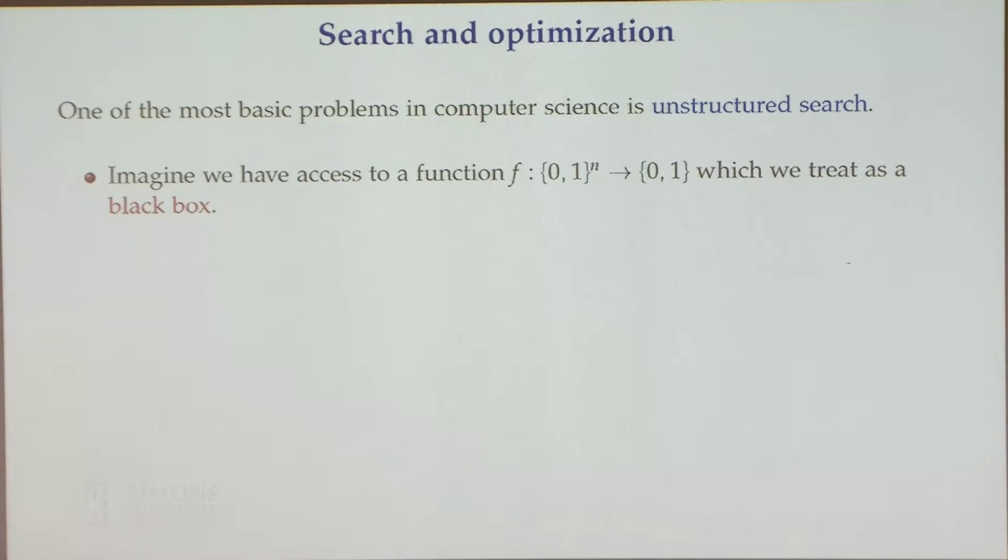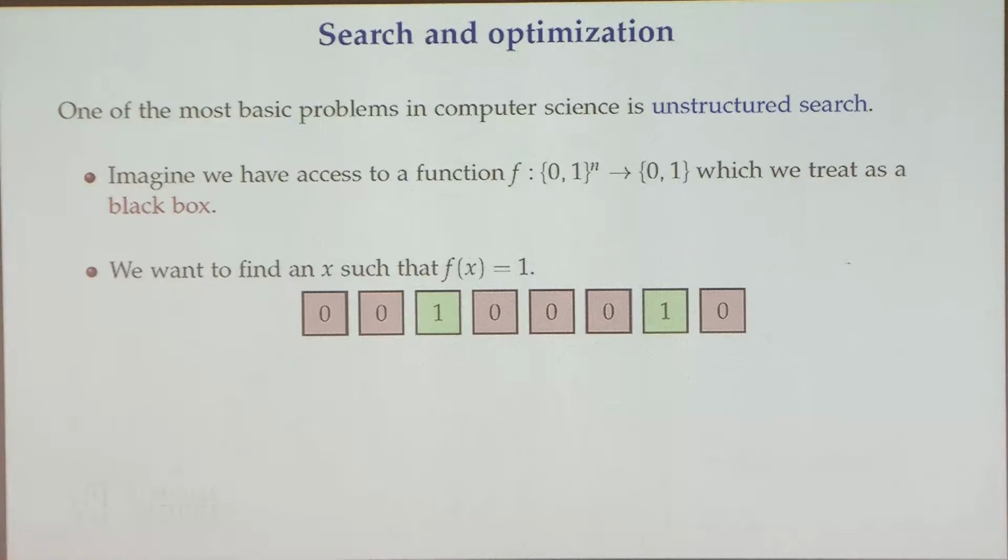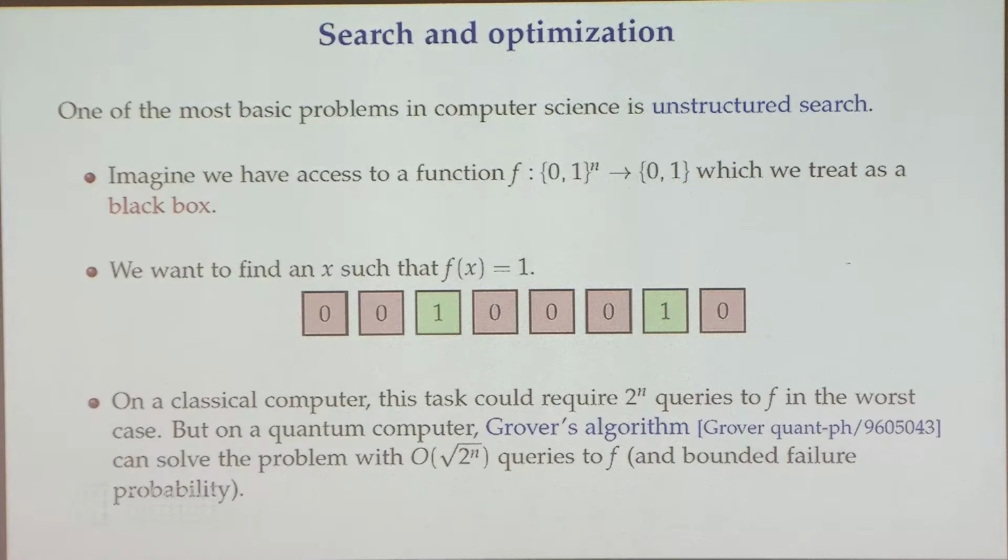So we might imagine we've got access to some function which we're going to treat as a black box. We pass in n bits and we get 1 bit out, and we want to find some x such that f of x is equal to 1. Classically, in the worst case, it's clear it's going to take us about 2 to the n queries to this function f to solve it. But on a quantum computer, we can use Grover's algorithm to solve this with square root of 2 to the n queries to f, with maybe 99% success.